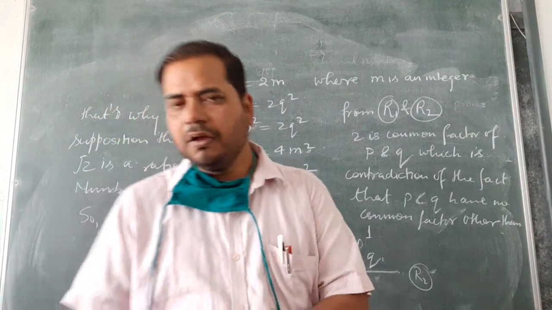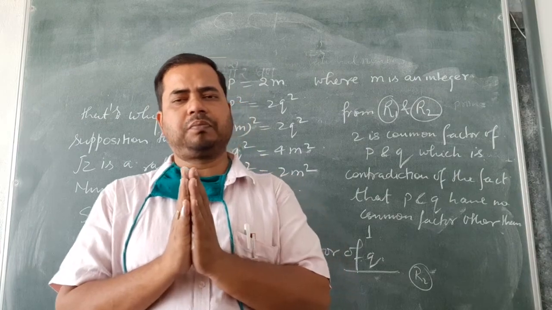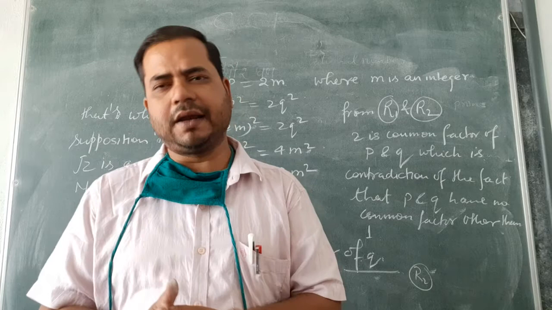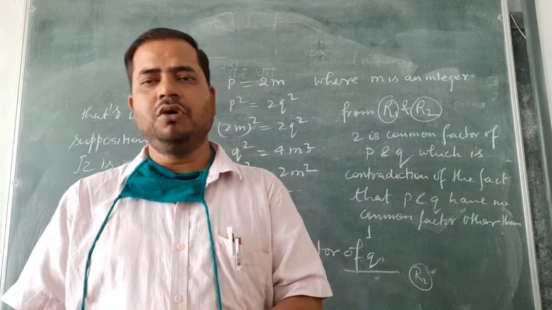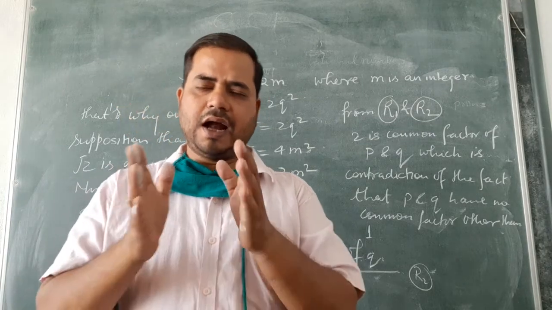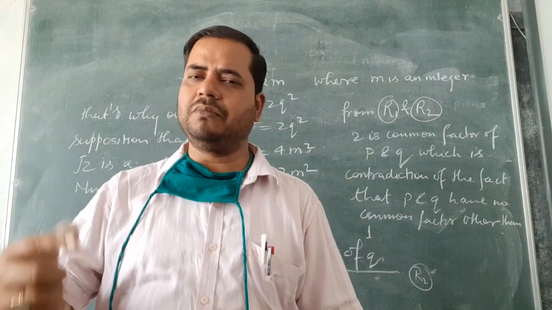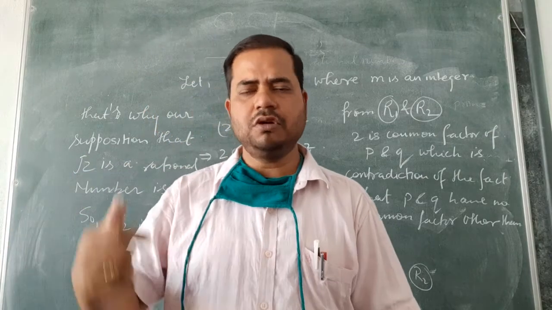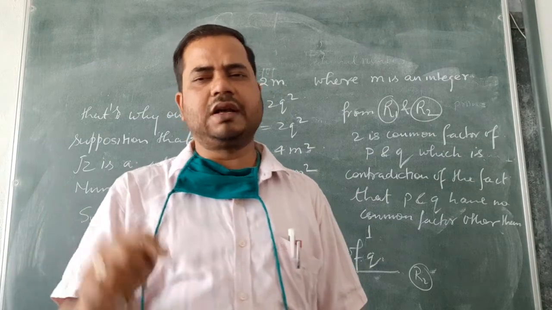Okay, so you may understand how to show root 2 is an irrational number. In the same manner, you have to show root 3 is an irrational number, root 5 is an irrational number. At the place of p equal to 2m, in root 3 you put p equal to 3m, and in root 5, p is equal to 5m. In this manner you have to show root 2, root 3, root 5, root 7, whatever, and complete the exercise also.